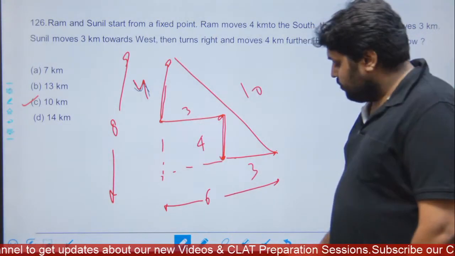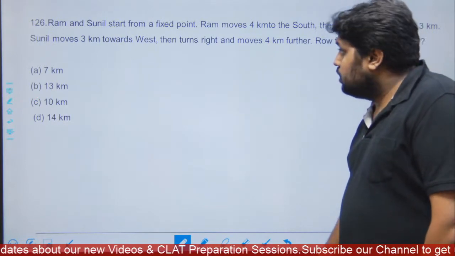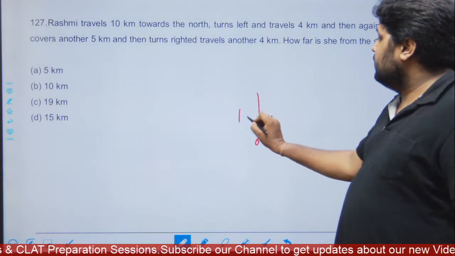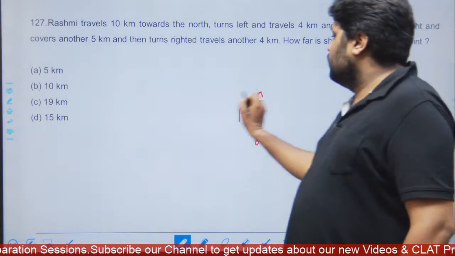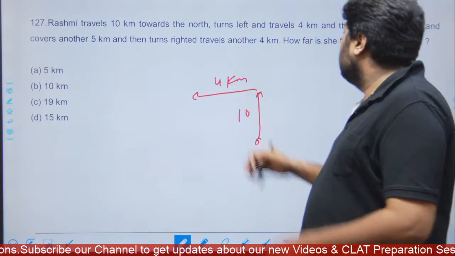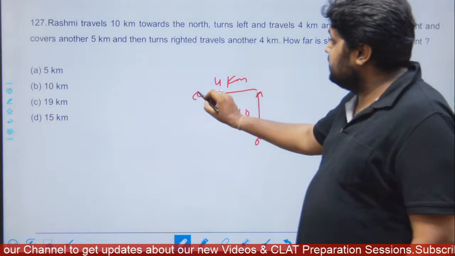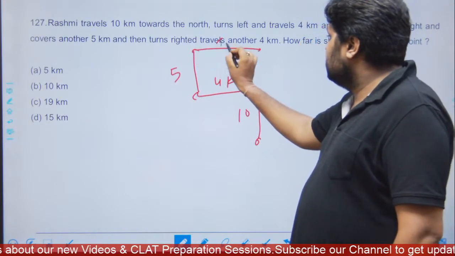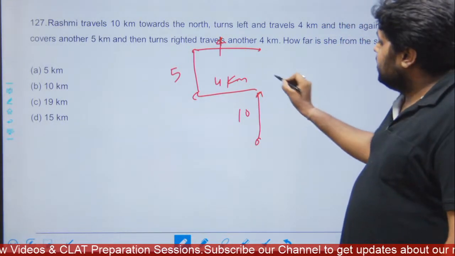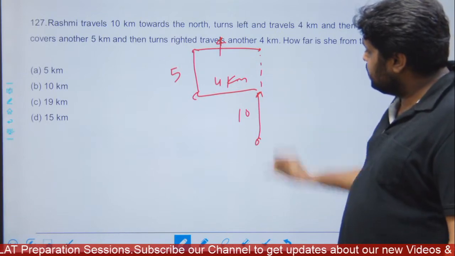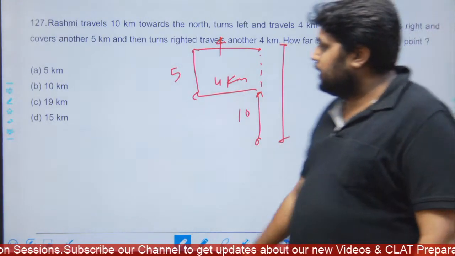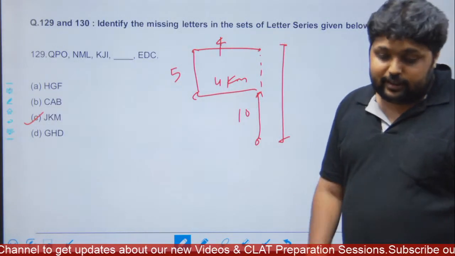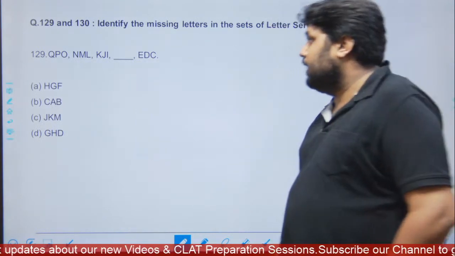Easy one. Okay. Rashmi travels 10 km towards the north. Turns left and travels 4 km. And then again turns right and covers 5 km. Then turns right and travels another 4 km. How far is she from the starting point? So this distance you have to calculate. That is 10 plus 5, 15 km. Easy. This was the easiest paper I found for the AILET exam in the last 4 or 5 years.